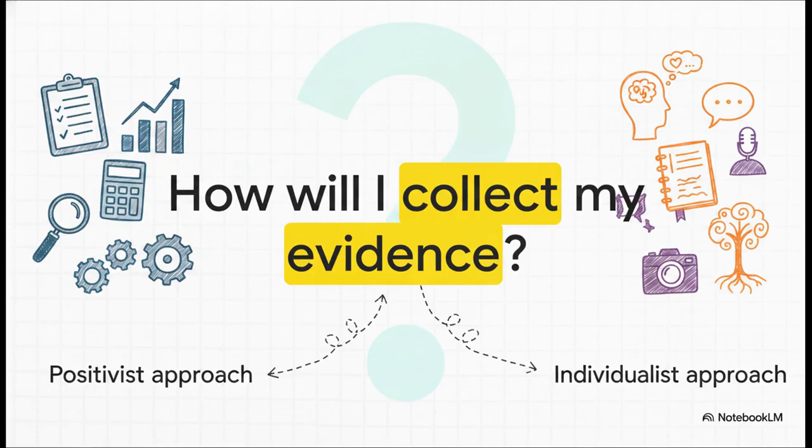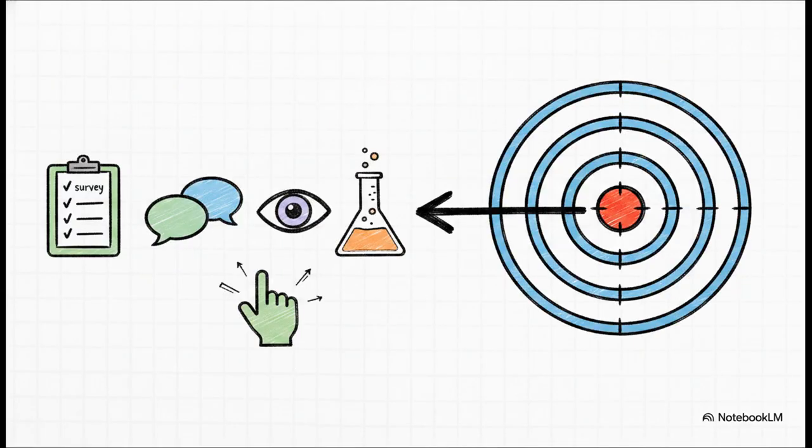Like, are you going to act as a positivist seeking hard, objective, quantitative data? Or will you take an individualist approach to gather deep, qualitative, subjective meanings? Your underlying philosophy here completely dictates the tool you're going to use. And you have plenty of distinct method options to choose from. Things like questionnaires and surveys, interviews, observations, experiments, case studies, or content analysis.